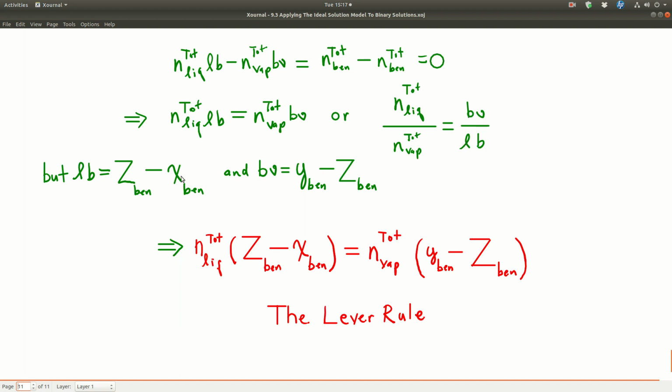But LB we saw is Z ben minus chi ben, and B nu is Y ben minus Z ben. Plugging those in, there we go. That's the lever rule. What good is that? What that does is that lets us calculate, let's say we know everything but this. We can solve this for the moles, say, of benzene or of any component in the gas phase. Or, we can solve for anything in here we don't know really. Usually it's going to be the moles in the gas, or the mole fraction in the gas phase.